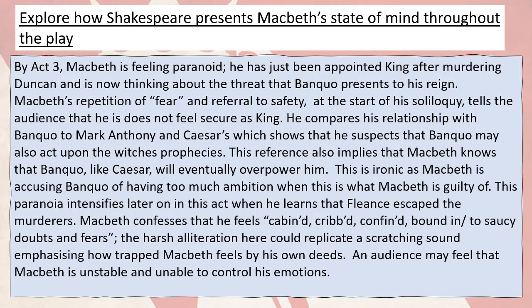As I read through, I'm going to underline and talk through the improvements that have been made. By Act 3, Macbeth is feeling paranoid. Now, the only thing that's been changed here is that frustrated has been taken out. And we're just going to focus on this specific emotion. By doing this, this will ensure that the evidence that you select from the text will closely answer the question and closely link to the point that you're trying to make. So by Act 3, Macbeth is feeling paranoid. He has just been appointed king after murdering Duncan and is now thinking about the threat that Banquo presents to his reign. So no changes made there.